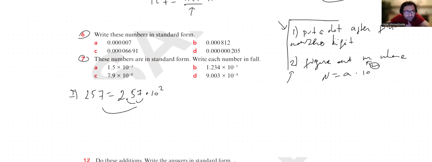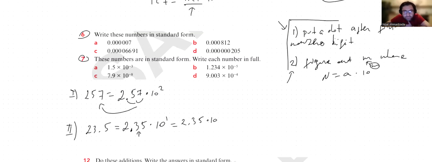Now let's see another example, let's say 23.5. How can we write this? Again, put a dot after the first non-zero digit, which is 2. So 2.35 times 10 to the power of something. We see that our dot is here, but we need it to be here, so we need one more step. One more step is just one more 10. So 10 to the power of 1, or we can write it as 2.35 times 10. This is it, nothing else.